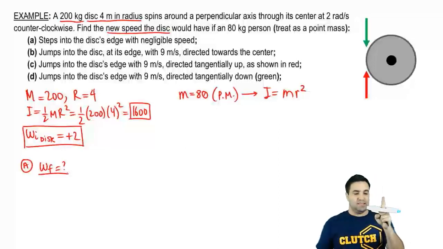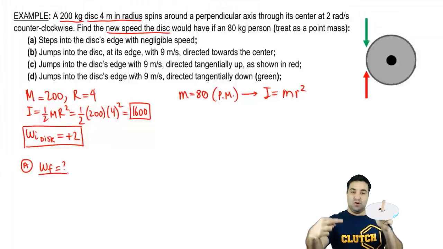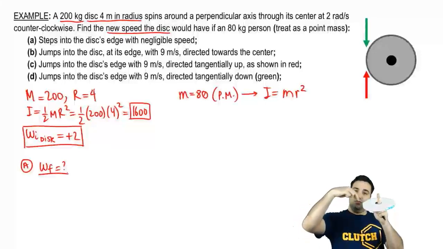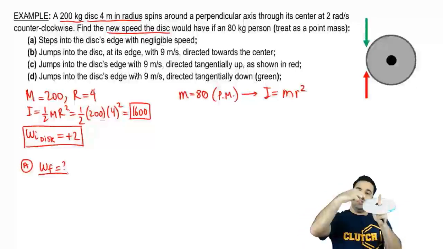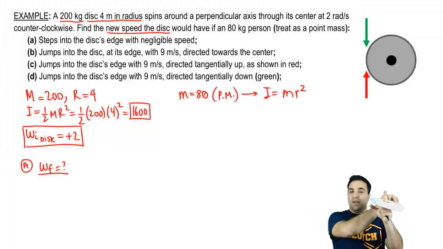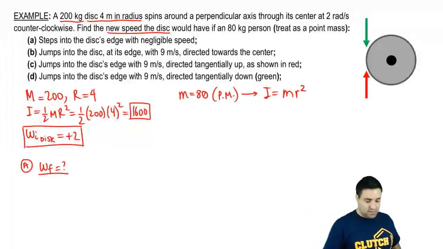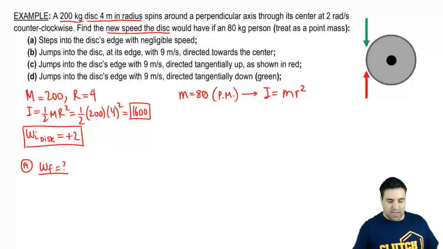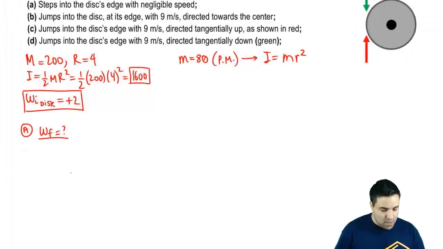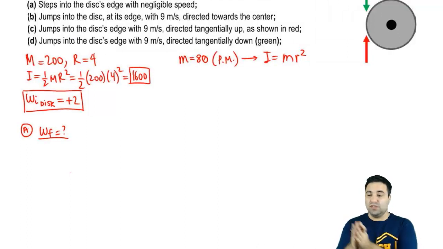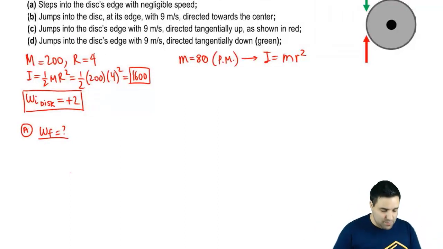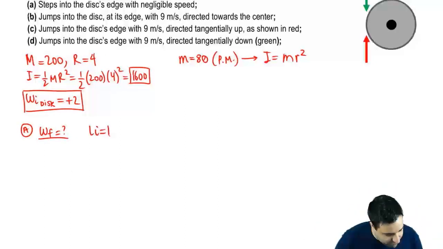As opposed to, let's say the disk is at rest and then you come running this way, and then you jump on the disk. What's going to happen is the disk is going to spin. So you're contributing some initial momentum. Here, you're not contributing any initial momentum. All right, in all of these questions, we're going to solve this using the conservation of angular momentum. So L initial equals L final.